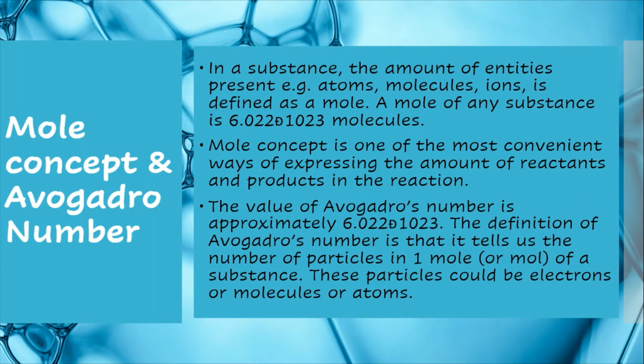The value of Avogadro's number is approximately 6.022 × 10^23. The definition of Avogadro number is that it tells us the number of particles in one mole of a substance. These particles could be electrons or molecules or atoms.